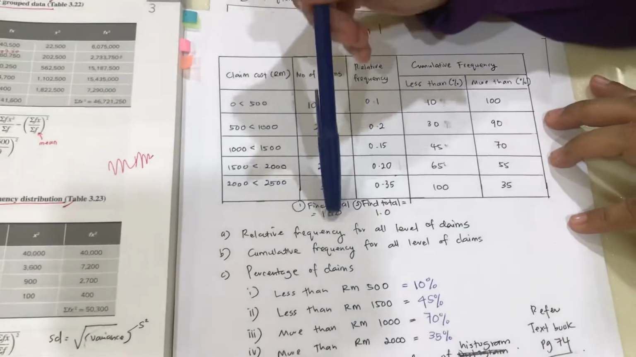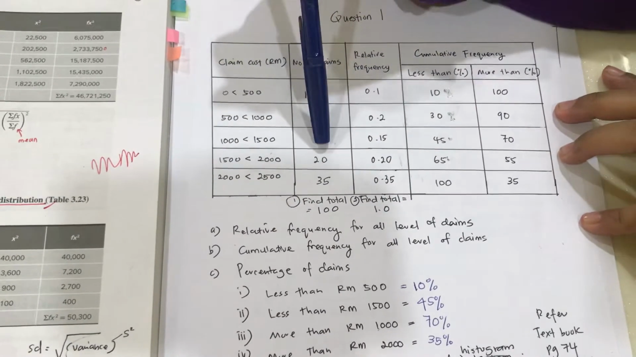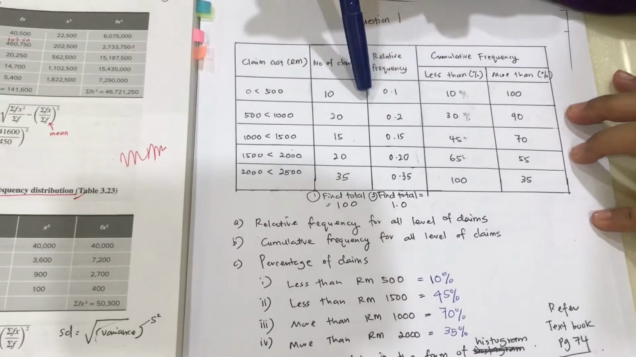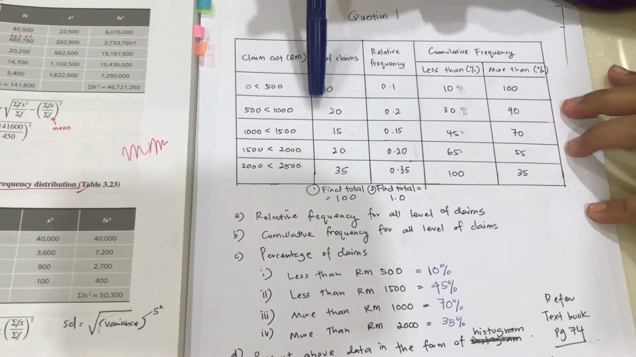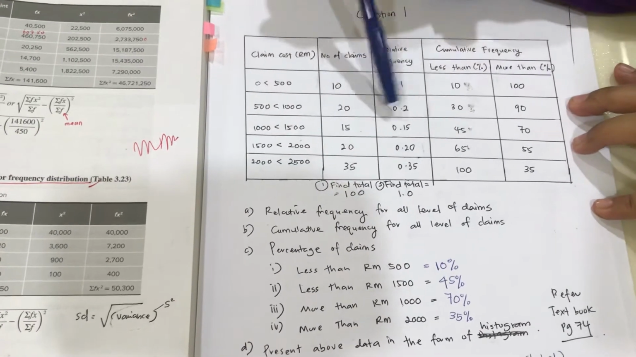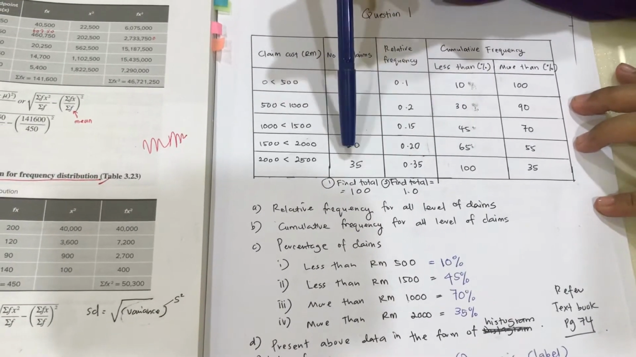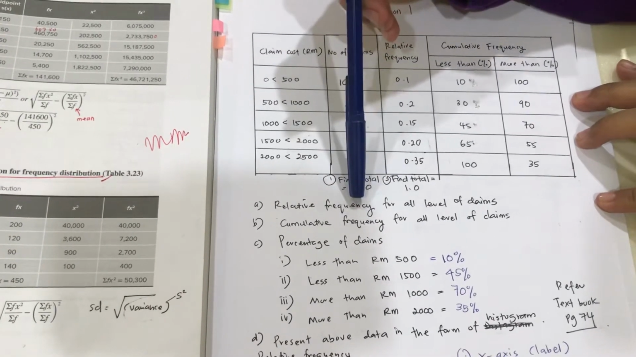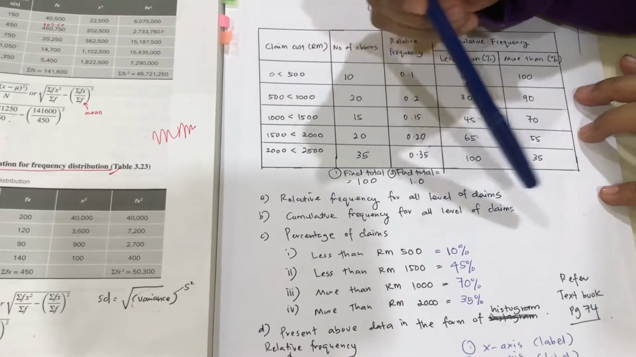You find the total number first, and you get 100 by adding 10, 20, 15, 20 and 35. In order to get the relative frequency, you divide each number by the total. 10 divided by 100 gives 0.1, 20 divided by 100 gives 0.2, 15 divided by 100 gives 0.15, 20 divided by 100 gives 0.2, and the last one, 35 divided by 100, gives 0.35. So that settles question 1, the relative frequency for all levels of claims.